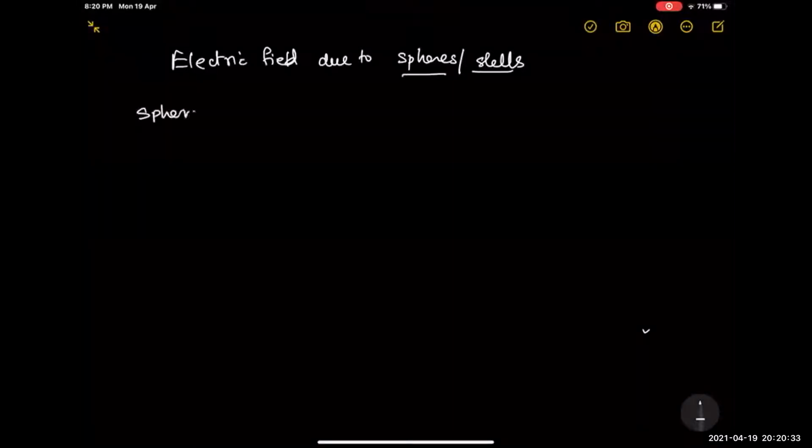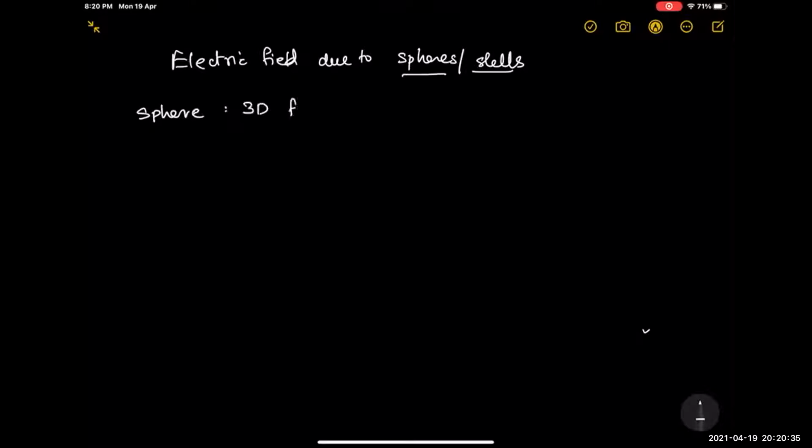Electric field due to spheres and shells. Okay. So what is a sphere? A sphere is a 3D filled object, unless stated otherwise. And what is a shell? A shell is a hollow sphere.